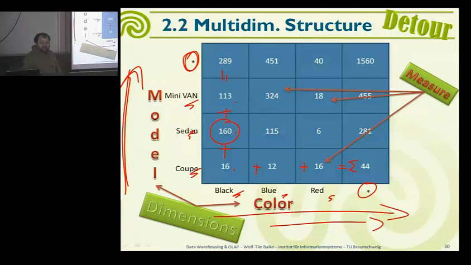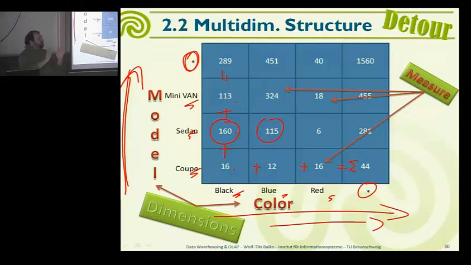And you call these things measures, right? Because you measure something. You measure how often something was sold, or what was the price, or what was the revenue that you created with that, or something like that, right? You measure something, so it's called a measure.